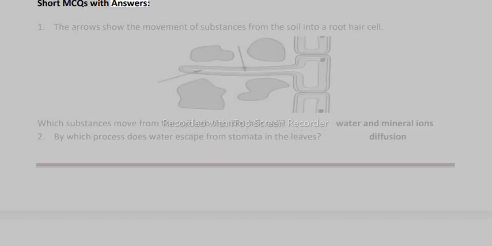Short MCQs with answers. 1. The arrows show the movement of substances from the soil into a root hair cell. Which substances move from the soil into the root hair cell? Water and mineral ions. 2. By which process does water escape from stomata in the leaves? Diffusion.